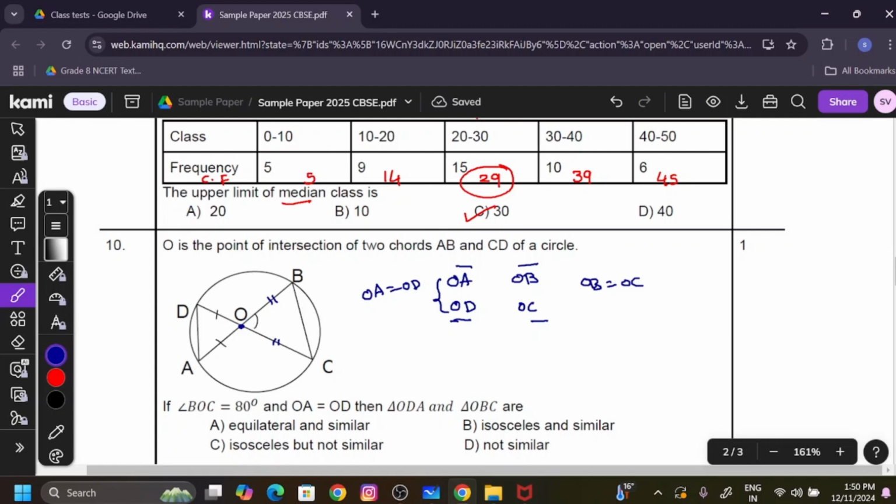How can we prove the similarity? If we take AC as the arc, the angle subtended by this arc AC at D should be the same as the angle subtended by AC at point B, right? So in these two triangles, triangle ODA and triangle OBC, we have angle ODA equal to angle OBC, since angles in the same segment are equal.